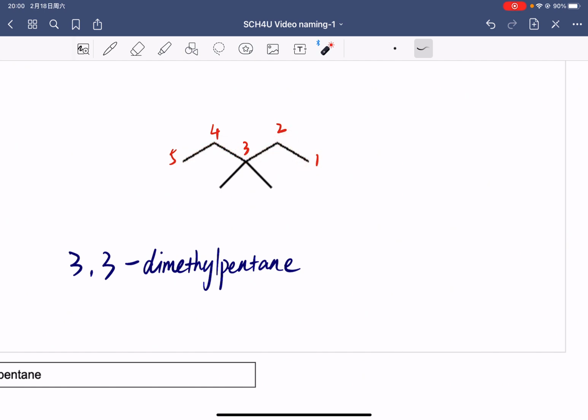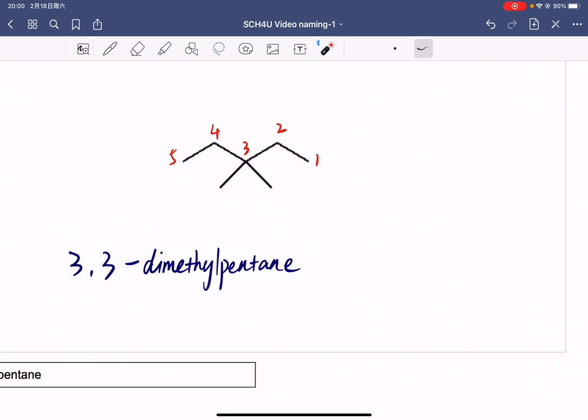And for the other way, it's 1, 2, 3, 4, which is less than 5 carbons. So I just choose this one to be my main chain, and it will be pentane, because it has 5 carbons, and they're all single bonds. And I have to find out my side chains. Here are 2 side chains, as we can see. Those 2 are both methyl groups.